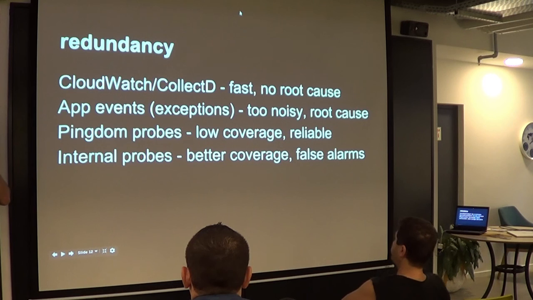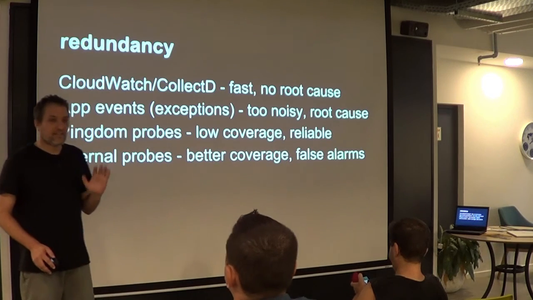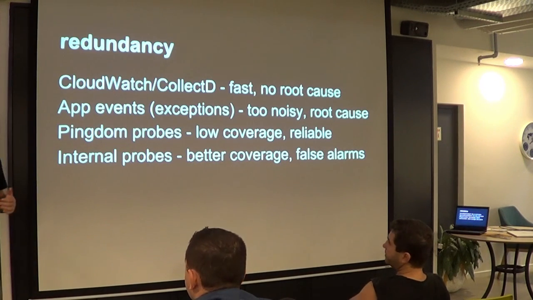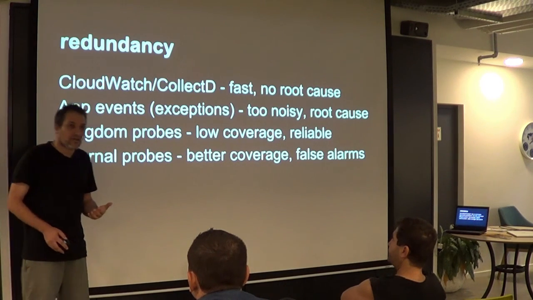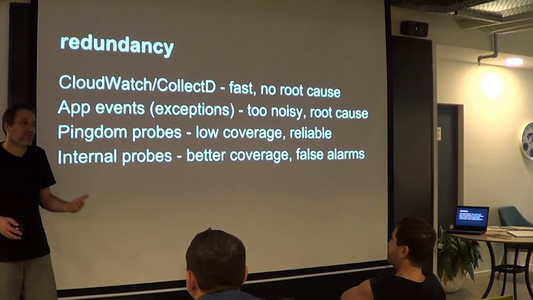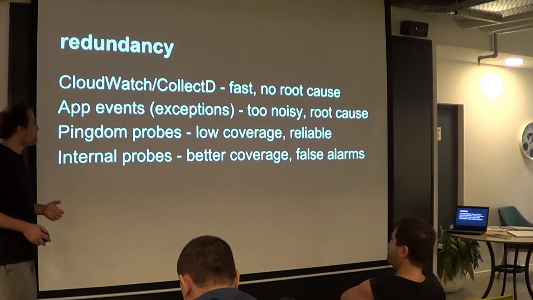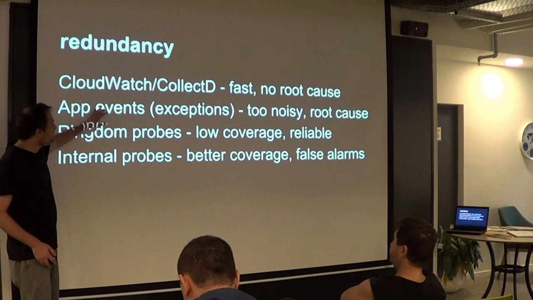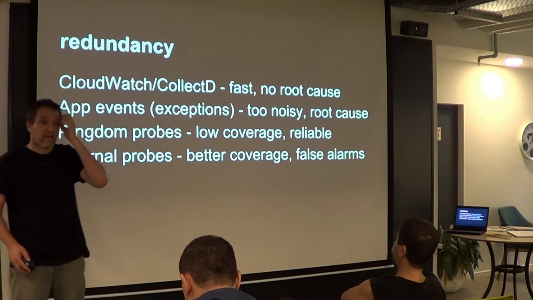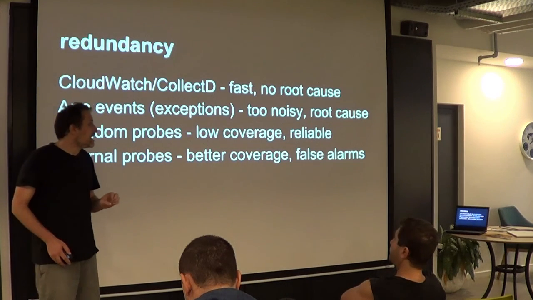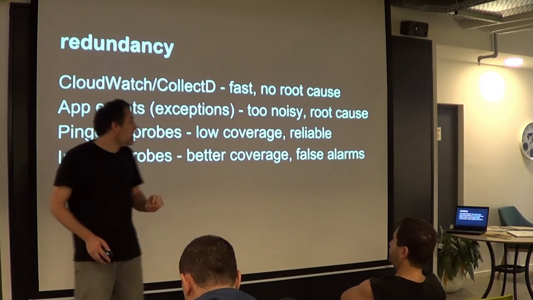The first thing you saw about the detection phase is that we have a lot of redundancy. And that's good, because monitoring systems are not as highly available as the rest of your system, since you don't have enough time to make them highly available. So you need multiple monitoring systems in case your own monitoring system fails. For infrastructure alerts, we have CloudWatch and CollectD, and they give very fast alerts. Usually when we have a CPU spike, it's a real problem. But they don't give any root cause. It's pure detection.